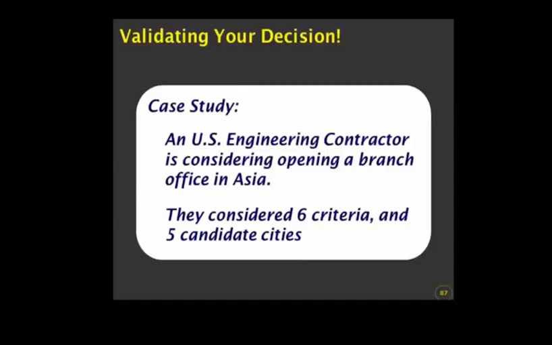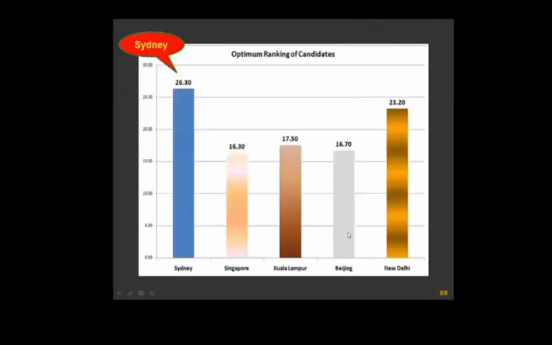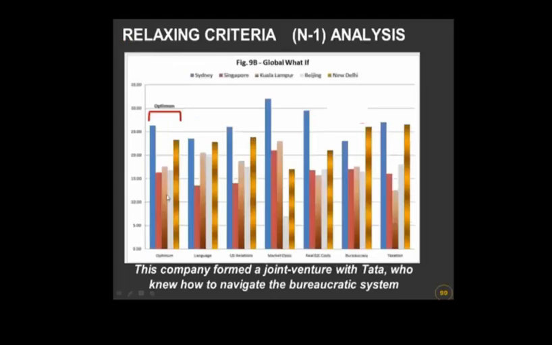Here's another quick example. A US engineering contractor is considering opening a branch office in Asia. They considered 6 criteria and 5 candidates. As before, we have our criteria and we have our candidates. We run the software. Sydney is the preferred choice. But when we look at the N-1 analysis, we see something very interesting. Here again, we have the original evaluation, and these are the sensitivities. Look right here. If bureaucracy is not an issue, New Delhi is in fact the better choice.